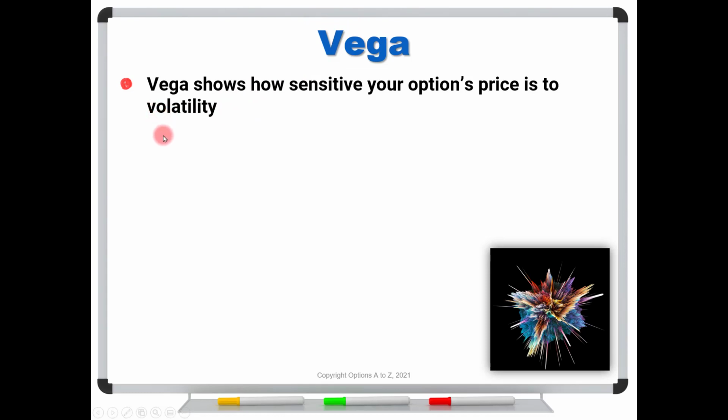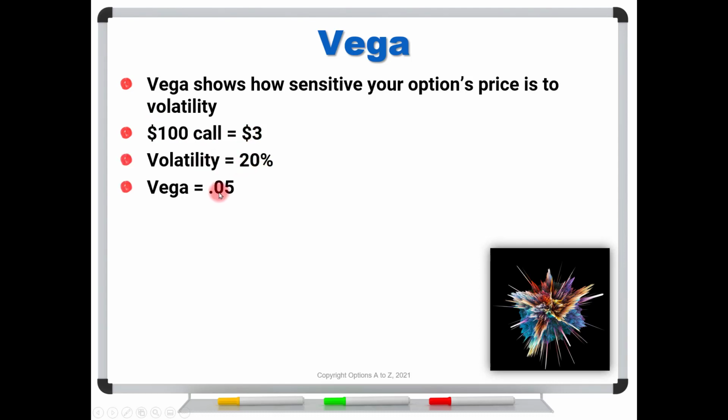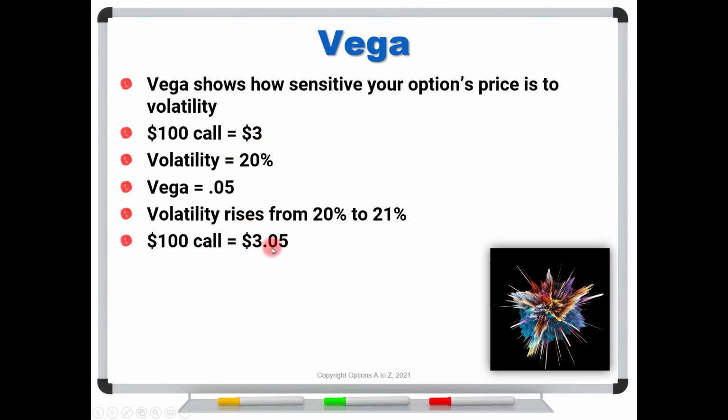So again, let's say that our stock is 100. We have a $100 call trading for 3, volatility of 20%. Vega, let's say, is 0.05. And if the volatility rises from 20% to 21%, or what we call a one-tick change, then we are going to add Vega to our option's price. Now that call option would rise from 3 to 3.05. So if we have just a little bit of an increase in volatility, we're going to pick up 5 cents.